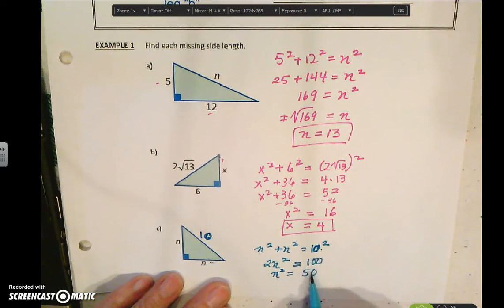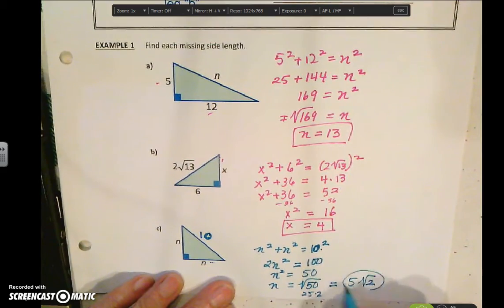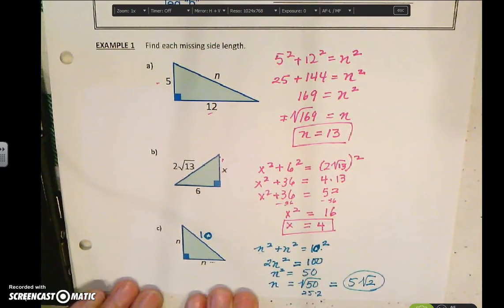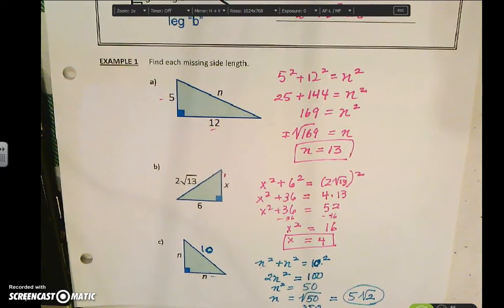And then take the square root of both sides and get that n is equal to the square root of 50, which is going to simplify. So this is what, 25 times 2. So it's going to be 5 radical 2 for our answer. So I like that number 10 to put in that spot.